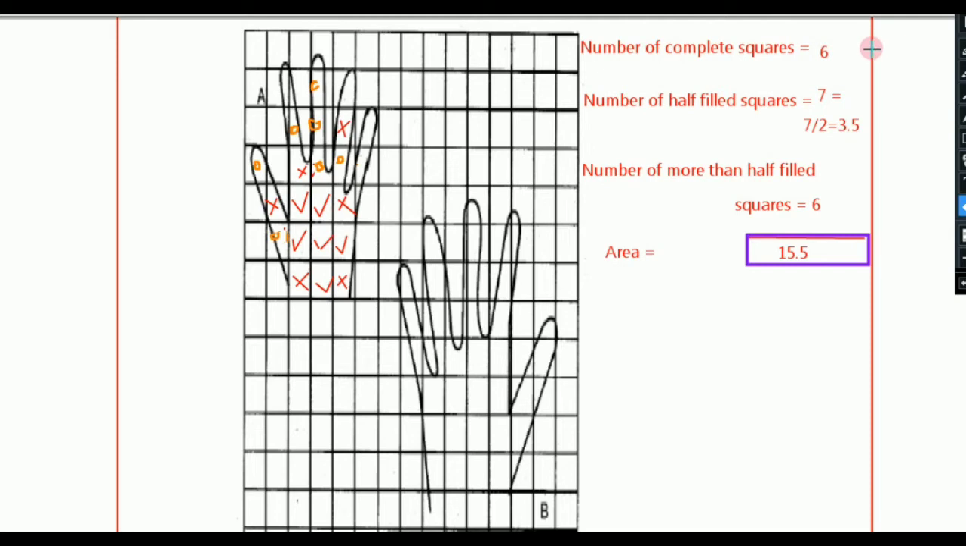And then count the complete squares covered by the trace area as 1 or the tick mark, and then more than half filled square as a cross or 1. Then half square is half, or you can also mark it with this 0. Less than half filled square, leave it blank. The total number of squares will be the area of hand. Hence, you will be able to say whose hand is bigger.